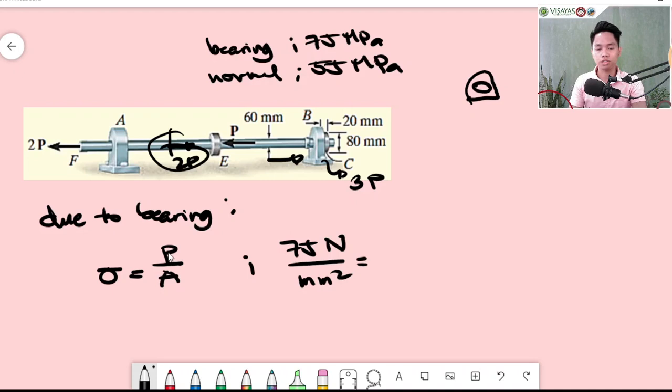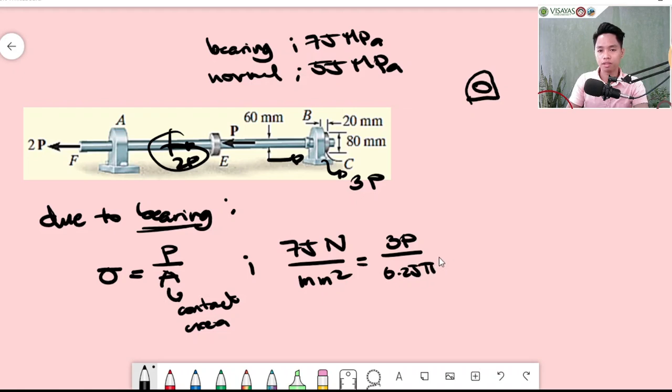Now, what is the force due to bearing? That would be 3P over what is the area? The contact area. Alright? Area meaning contact area, since it is bearing. What is the contact area between the collar and the bearing? That would be a circle, 0.25 pi, the area of the circle. The diameter is 80 squared. The unit is in mm squared, so mm squared cancels.